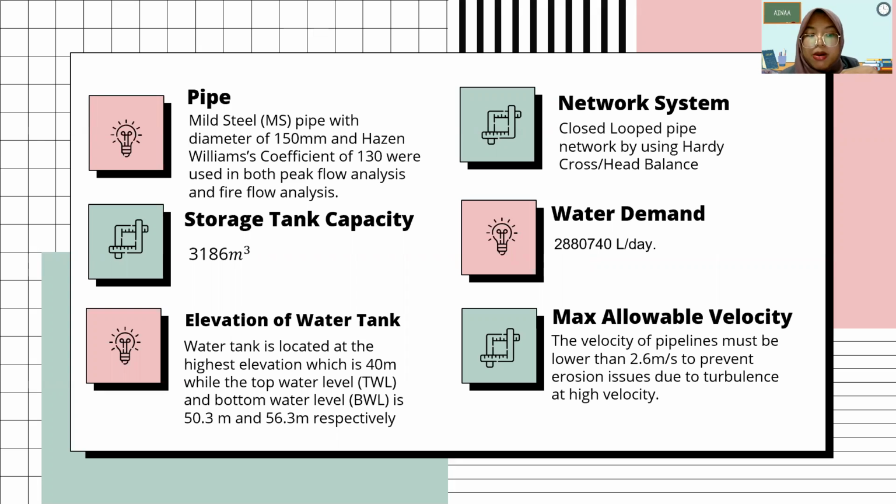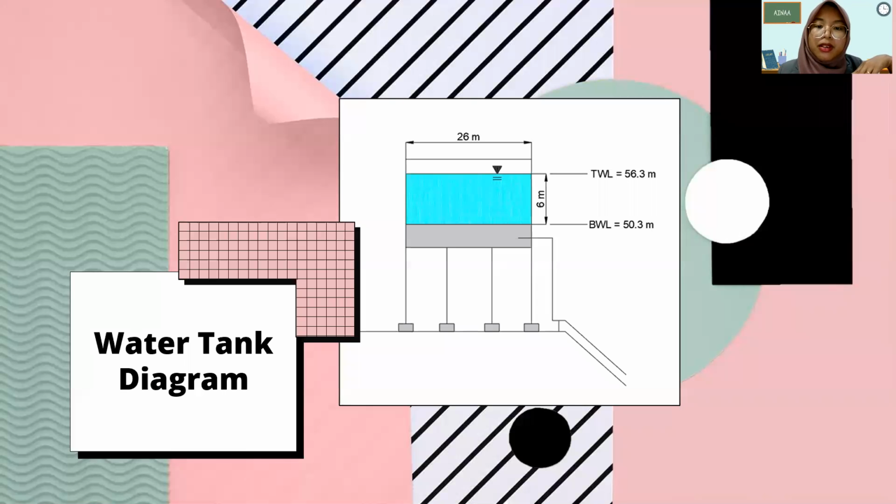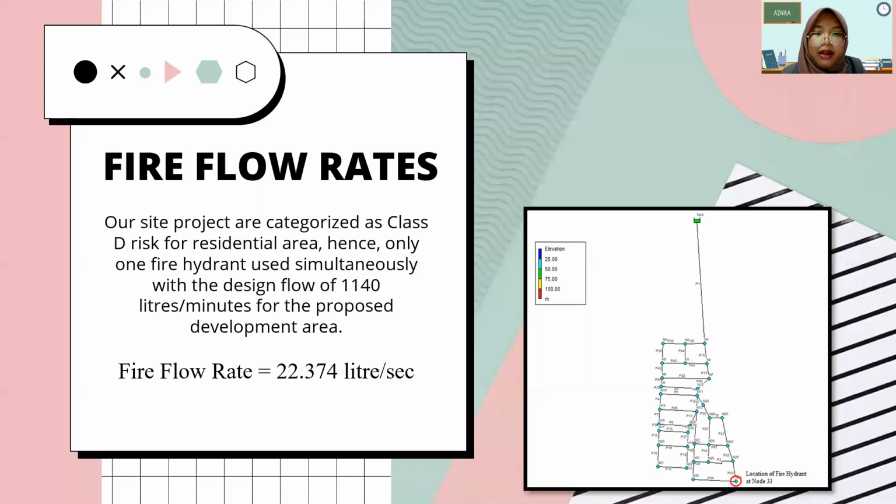The maximum allowable flow velocity in the suction pipe of the pump system is 0.2 meter per second, which is purposed to reduce the problem of cavitation in the pump. So this is the water tank diagram after the water reticulation design. This is the water tank diagram.